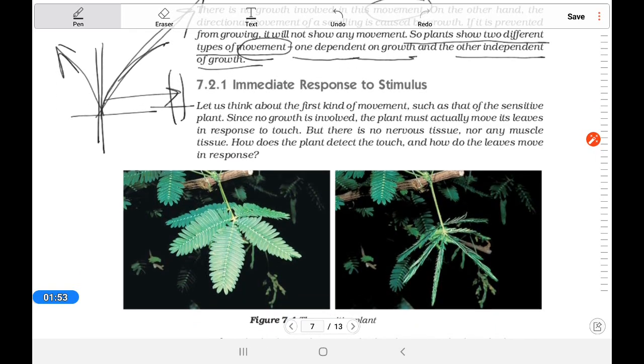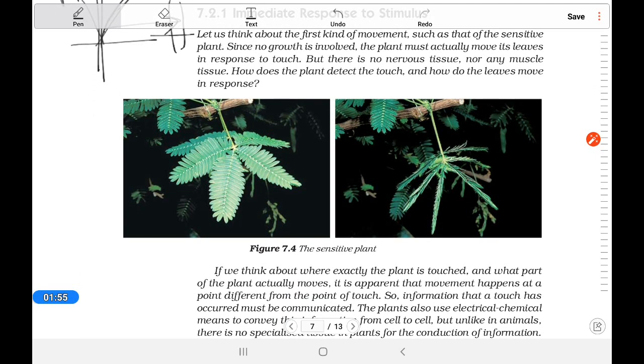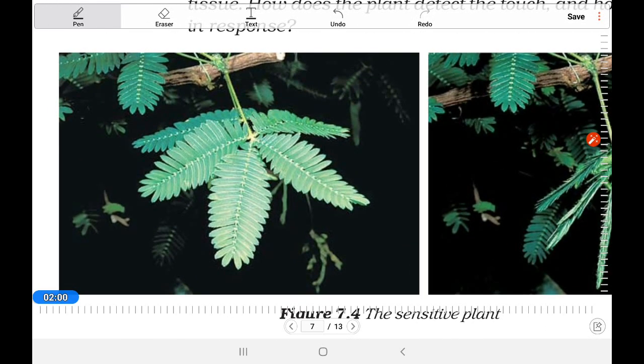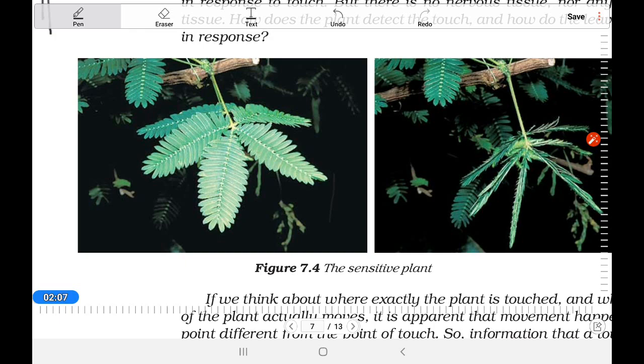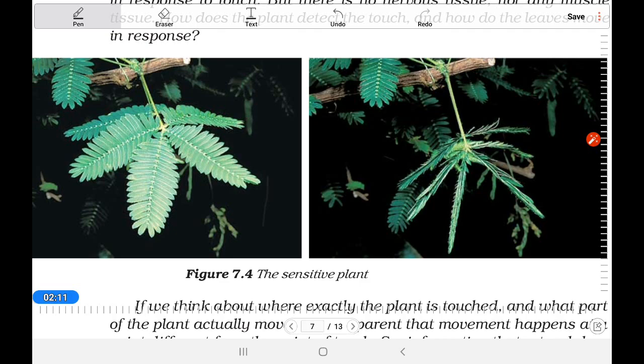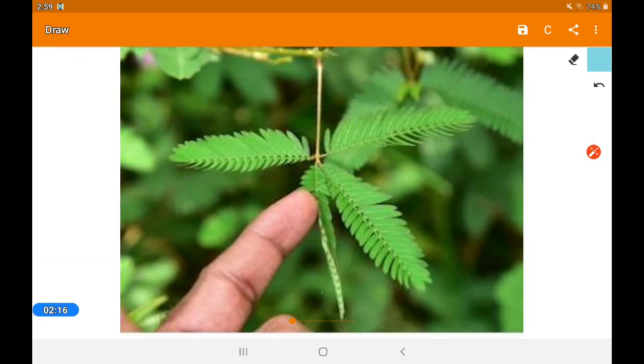Now the immediate response: here we can see this sensitive plant, the touch-me-not plant, when it is touched, and then the next diagram. Here the movement is not related to growth. This leaf, when it is erect, after that it droops.